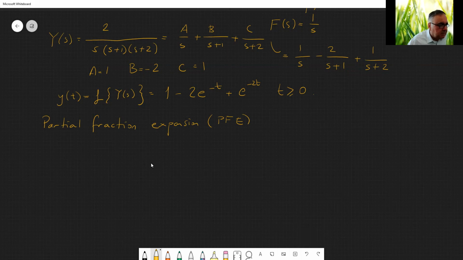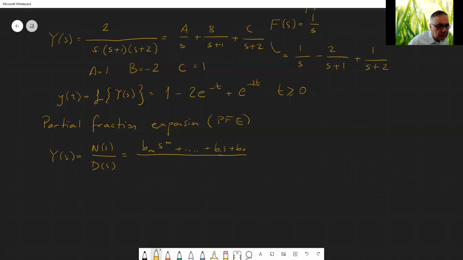Let's say that you have a general function like Y of s equals a numerator polynomial divided by a denominator polynomial. So it is a polynomial, let's say, b_m s to the m plus and so on, b1 s plus b0, is the numerator polynomial, and you have s to the n plus, let's say, a_(n-1) s to the n minus 1, etc., plus a1 s plus a0, let's say. So this is a regular polynomial Laplace transformed expression.